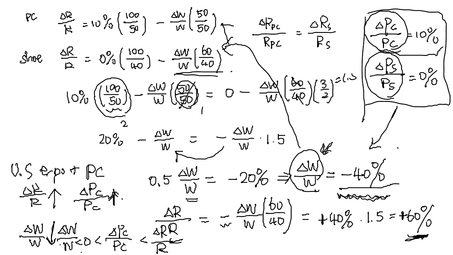That's it. So this actually showed you the Stolper-Samuelson theorem, the magnification effect. So if you take a step back, there's nothing different from the derivation that we have in the specific factor model.